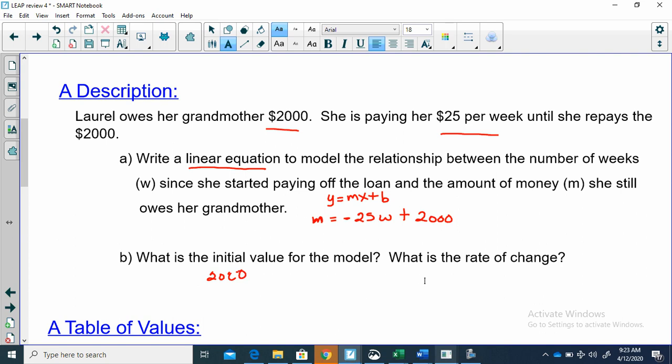What's the rate of change? It is negative 25 because she's going down $25 that she owes each week. And that's what we're talking about. M is the amount of money she still owes her grandmother.